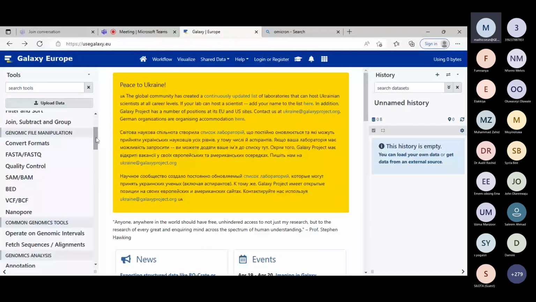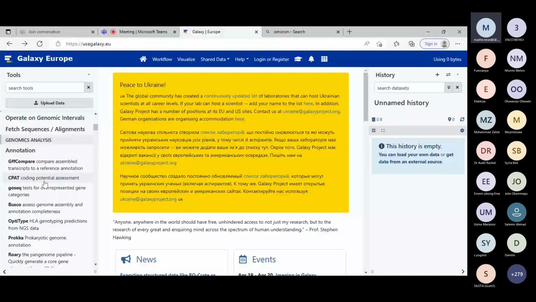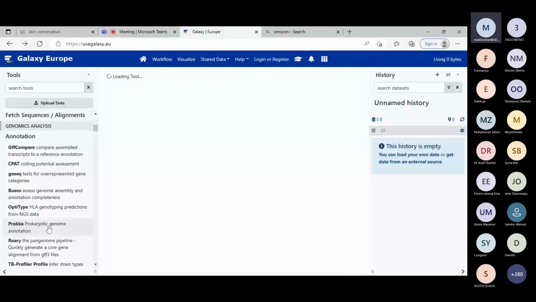So in the genomics aspect, you can annotate different kinds of analysis. You can do different kinds of analysis using this particular annotation. So when you look at PROCA, with PROCA, you can annotate prokaryotic genomes, like bacterial sample annotation.